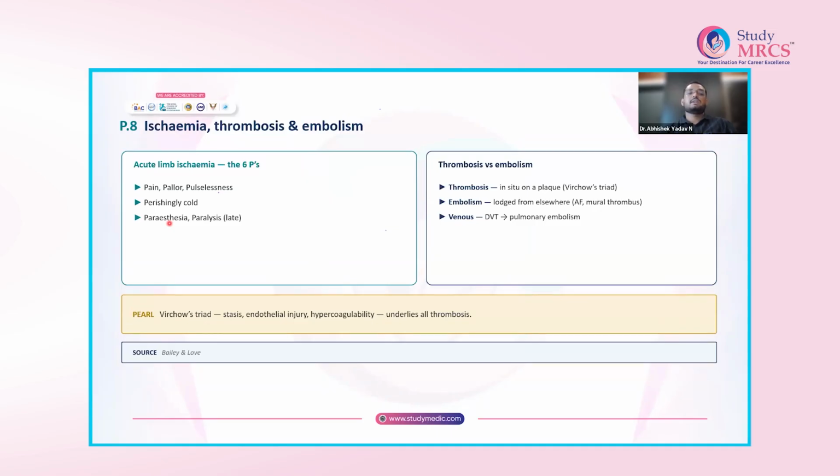So acute limb ischemia can present with 6 P's: pain, pallor, pulselessness, perishing cold, paresthesia, and paralysis. All this shows a patient having acute limb ischemia. Again, it's a surgical emergency.